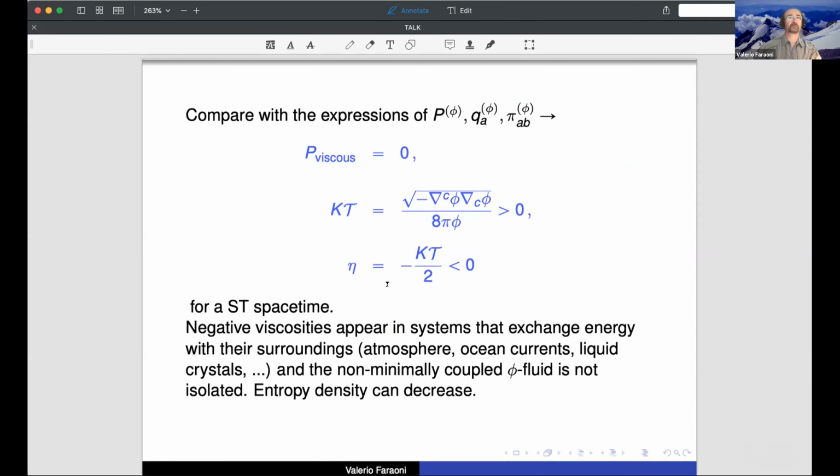And you get an expression also for the shear viscosity, which turns out to be negative. This is not a terrible drawback because you get negative viscosities in systems that exchange energy with the surroundings. This happens in the atmosphere, ocean currents, liquid crystals, a lot of systems. So the scalar field that gives rise to this effective fluid is actually coupled to the Ricci curvature, so we shouldn't be too worried about this viscosity being negative.